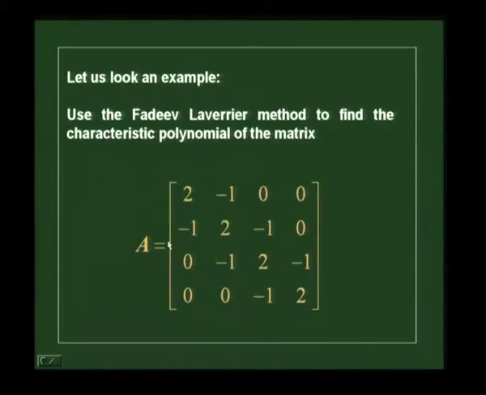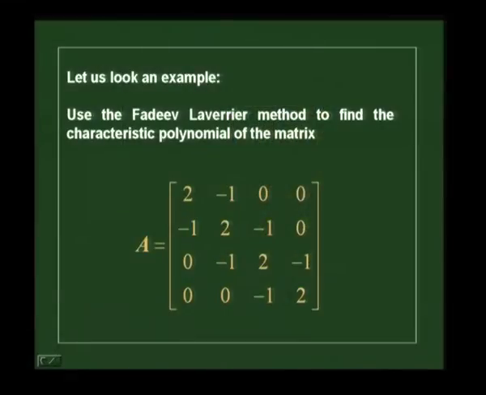So, we will for example have a matrix of this form: 2 minus 1 0 0, and minus 1 2 minus 1 0, and 0 minus 1 2 minus 1, and 0 0 minus 1 2. So, that is our matrix. Now, we want to construct the eigenvalues of this matrix.